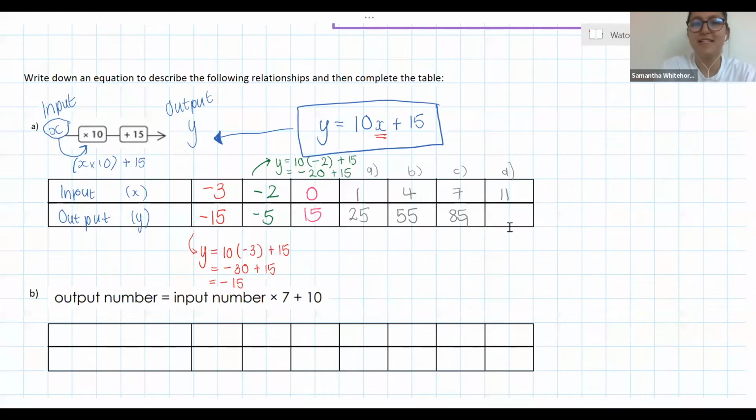125. Excellent. Do you want to explain it for us? Yes, ma'am. I said 10 times 11 equals 110 plus 15, and then I got 125. Excellent. Well done. Nice, guys.